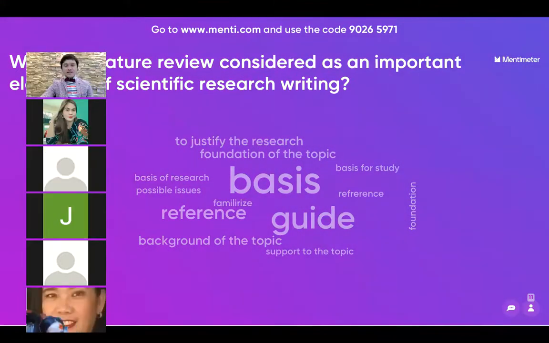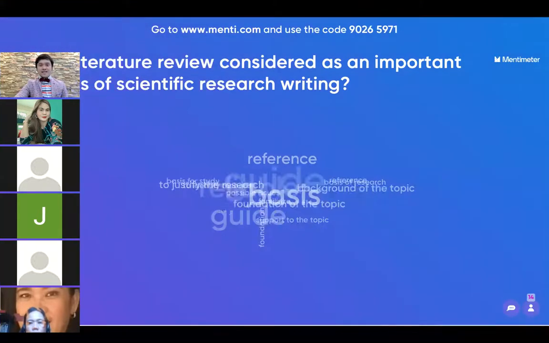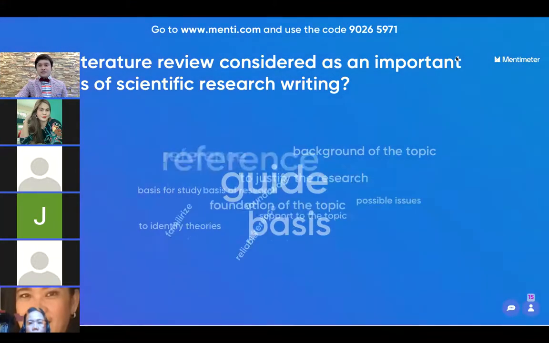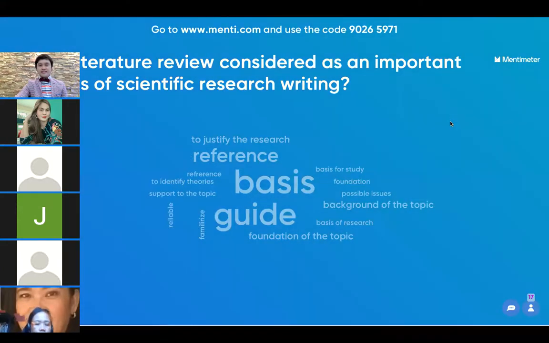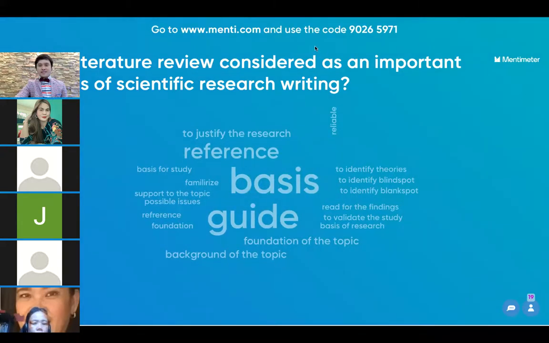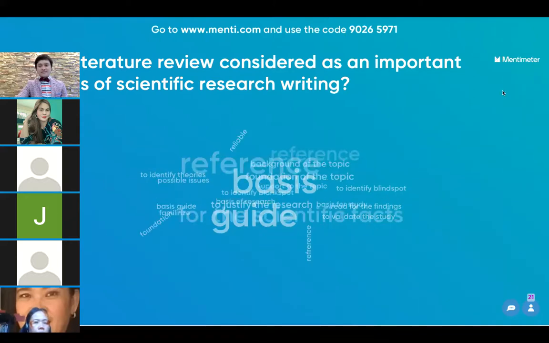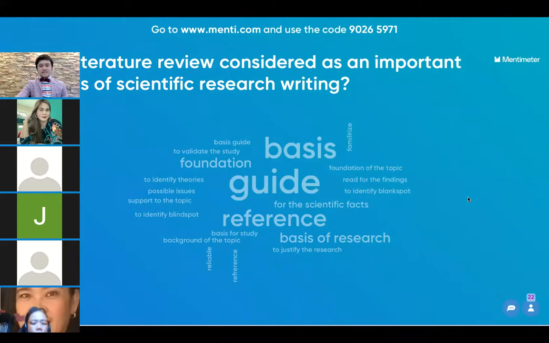Dok, pwede po paulit yung code? Ay, do you have your screen with you? Yes, okay na po. Nandun sa screen. Code 90265971. Nasa screen din po siya nilagay ko para hindi na kayo mahirapan. Nakita mo po? Yes po, Doc. Thank you po.